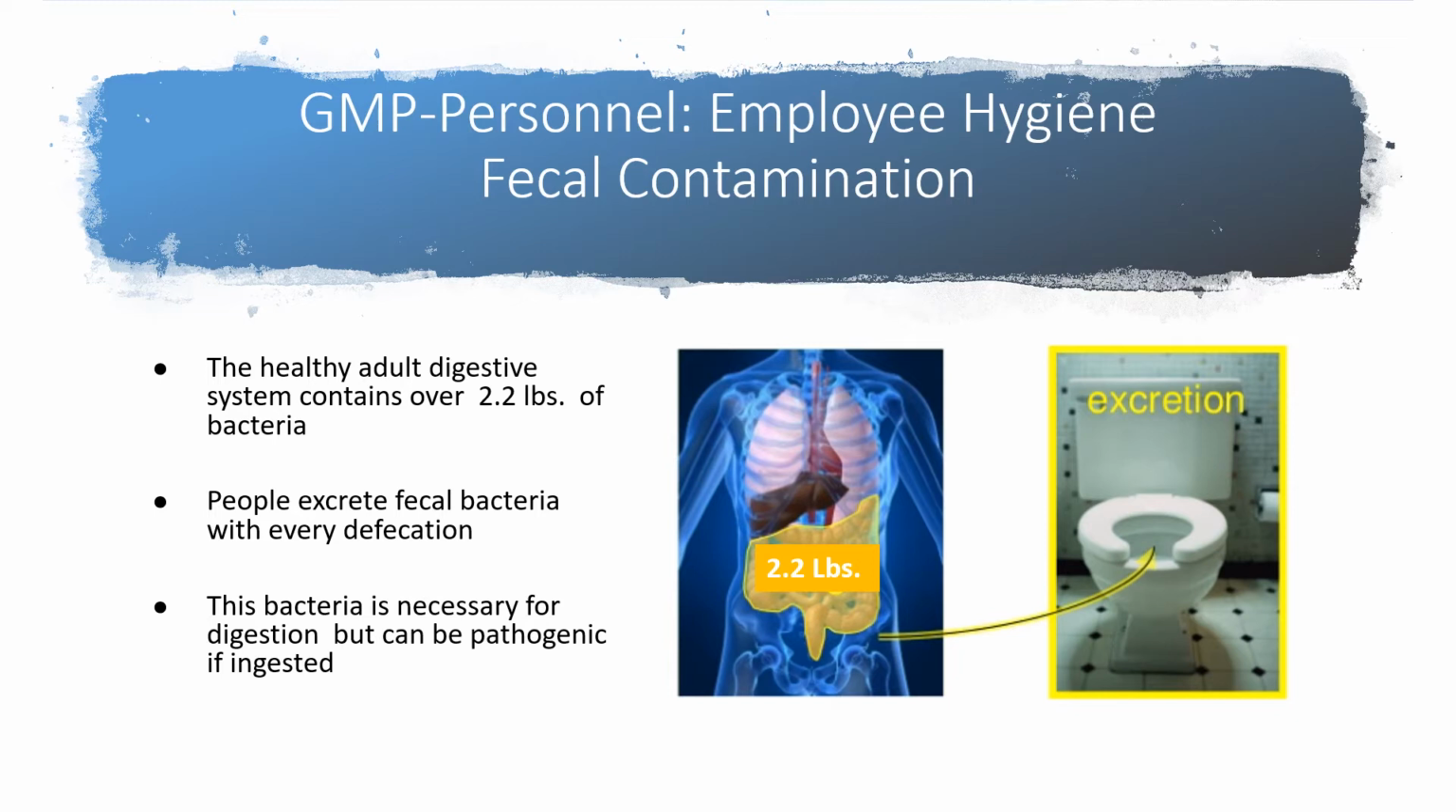Our digestive systems contain over 2.2 pounds of bacteria, some of which is shed each time a person uses the bathroom. This bacteria is mostly helpful while kept in balance by our immune systems inside our intestines, but can be pathogenic if it contaminates food and is ingested.